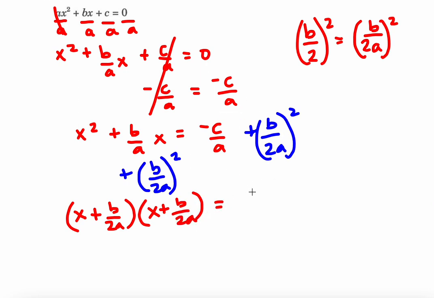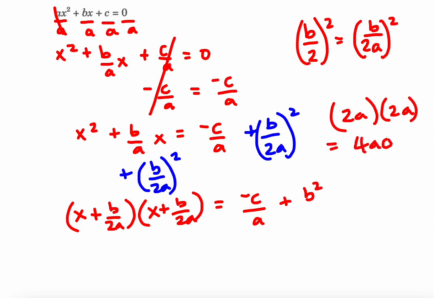Let's clean up this right-hand side. This becomes negative c over a plus, this is b times b because it's b squared, and this is 2a times 2a. 2a times 2a, because the bottom is squared as well, is 4a squared. Okay, so this becomes b squared over 4a squared. All right, these are being added together, so in order for them to be added together, they need a common denominator. Their common denominator would be 4a squared. So the second fraction is already there. This first fraction needs to be multiplied by another 4a in order to get to 4a squared, top and bottom.